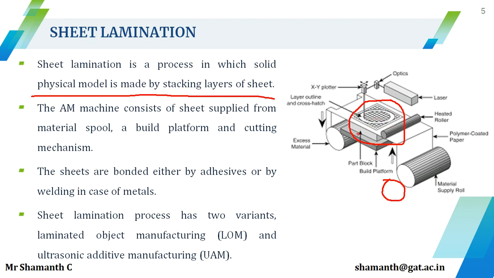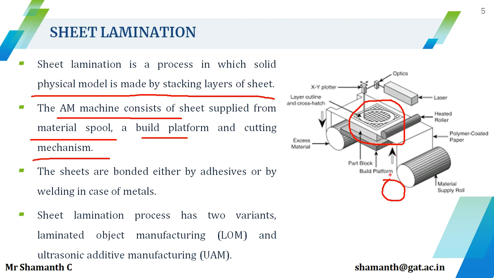So, the sheet, you can imagine, has very little thickness, and any source can be utilized. You can use some cutting tools as well, or you can use sources such as a laser, which comes in contact with that particular build platform and removes the material which is not required apart from the geometry that you have to print. So this AM machine consists of a sheet supplied from a material spool, a build platform, and a cutting mechanism.